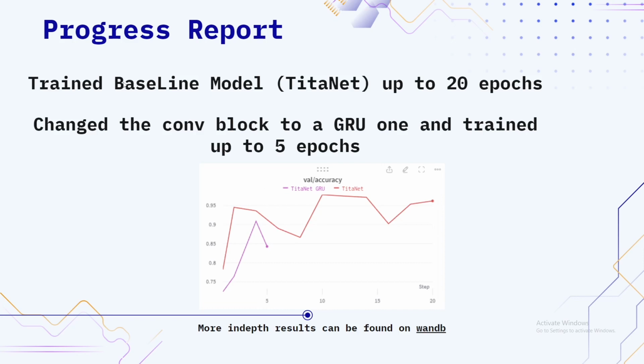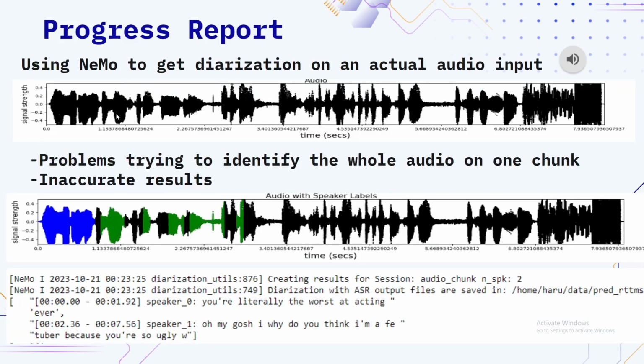Also, I have used NeMo to try to get an actual diarization on an actual audio input from a real world YouTube video.